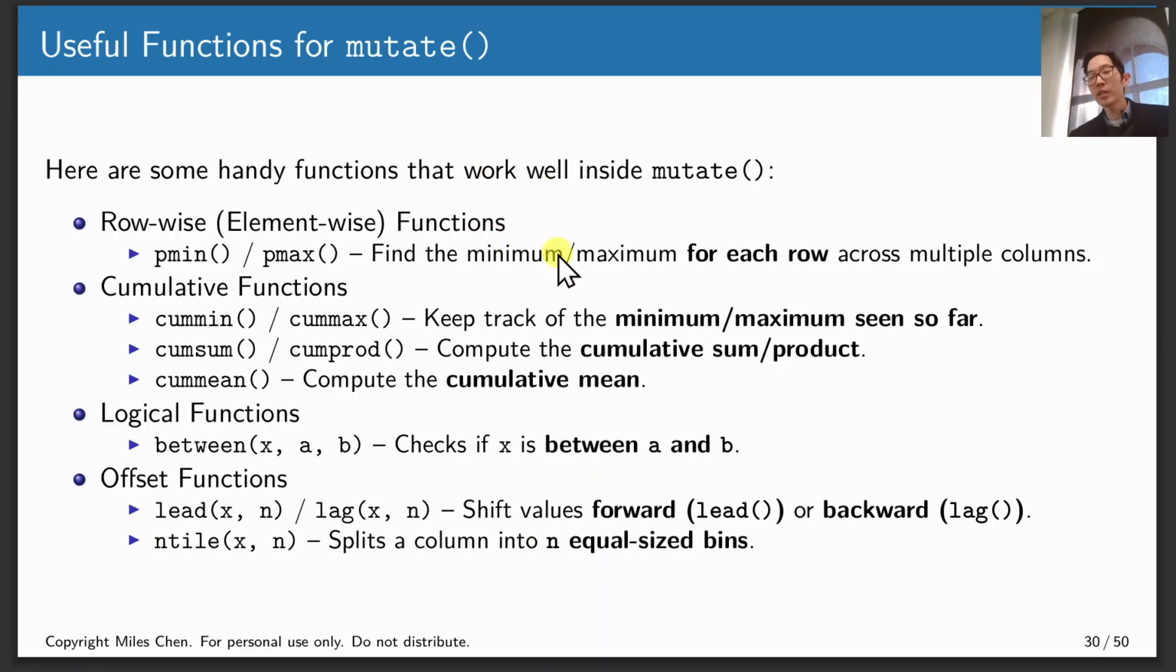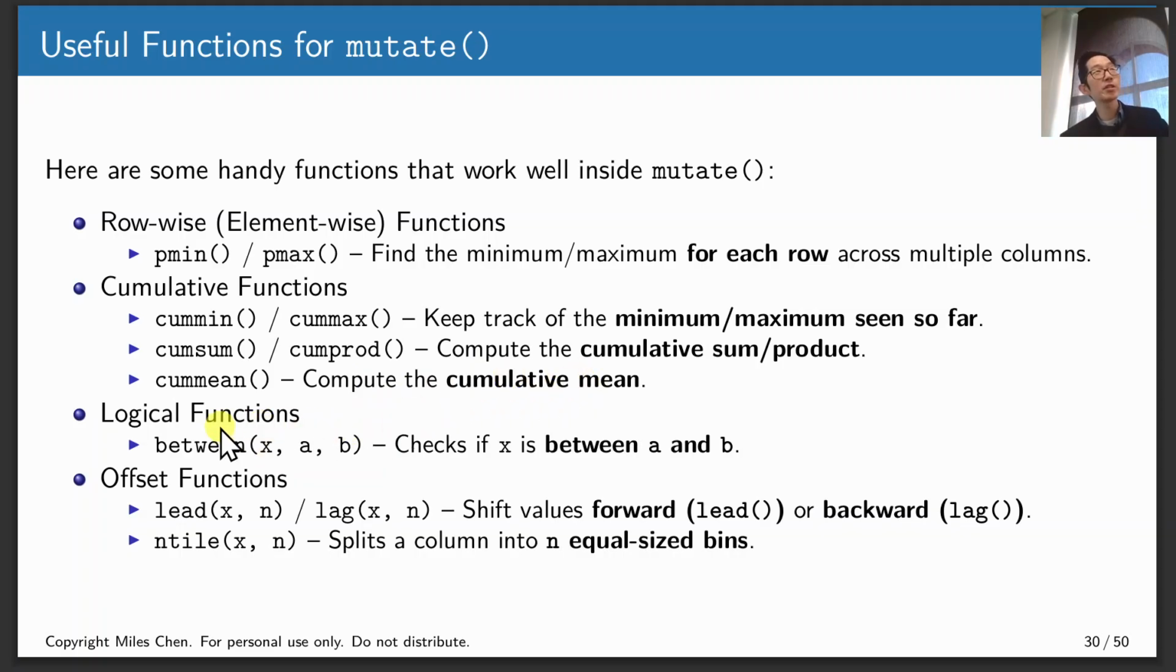So these are some useful functions that we can use for mutate. We have row-wise or element-wise functions, pmin and pmax, and this will find the minimum or maximum for each row across whatever columns you've specified in pmin or pmax. You have cumulative min and cumulative max, which will keep track of the minimum or maximum value seen so far. Cumulative sum and cumulative product will be the cumulative sum or product. Cumulative mean will be the cumulative mean.